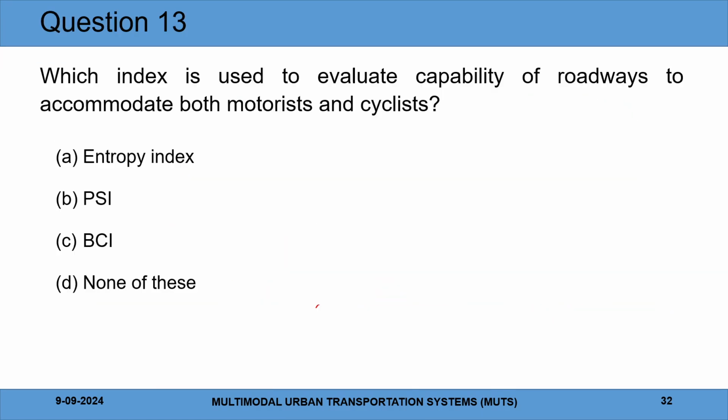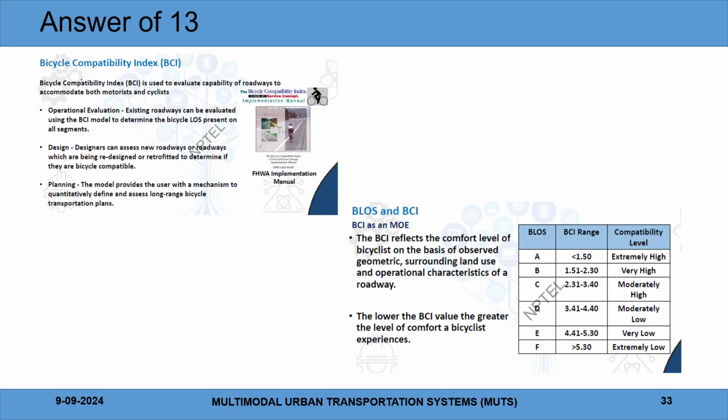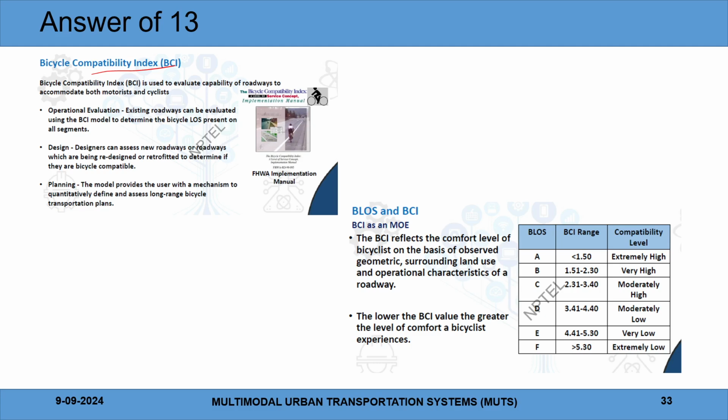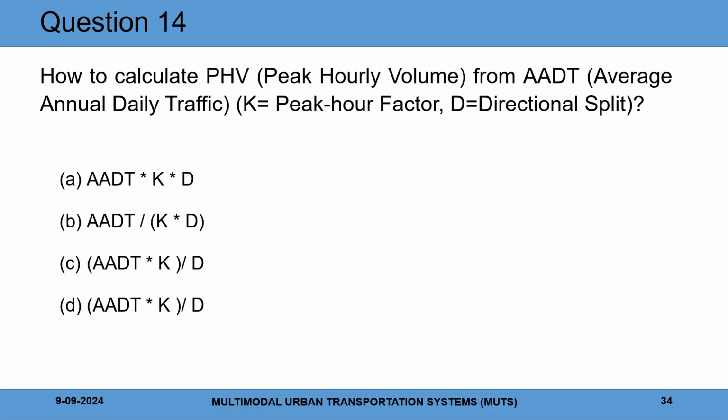So it is basically the bicycle compatibility index. This one is to evaluate the capability of roadways to accommodate both motorists and cyclists. Next is how to calculate peak hour value from ADT, that is average annual daily traffic, peak hour factor, that is K, and D, directional split.